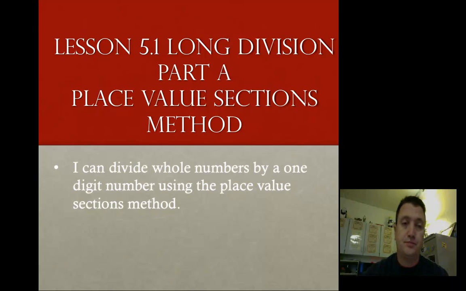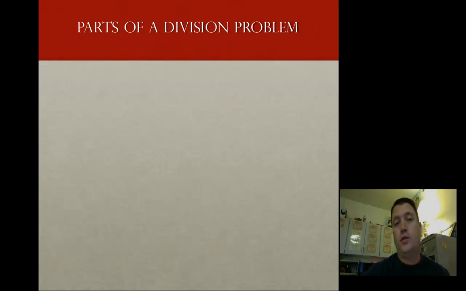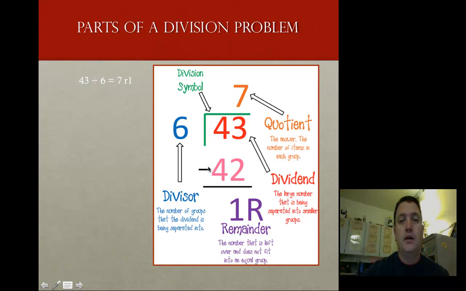All right, so just as a quick review, we're going to look at parts of a division problem. In this case, I've got 43 divided by 6 equals 7 with a remainder of 1. So let's identify what those different parts are, okay? The number we're dividing by is called the divisor, and that goes on the outside of the bracket, and it's the second number here. The number inside the division symbol, or the division bracket, is called the dividend. That's the number we're breaking into groups, or breaking up in this case. And the number on top of the division bracket is the quotient, or the answer.